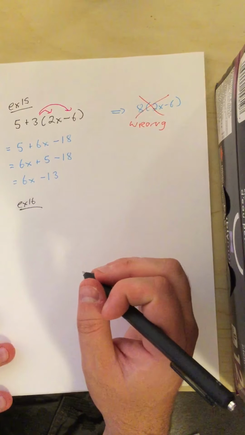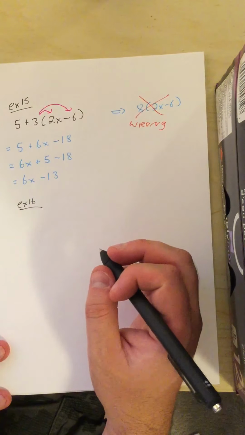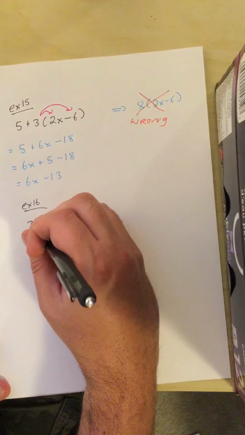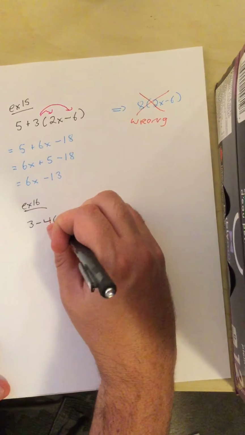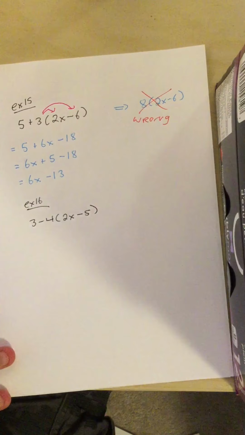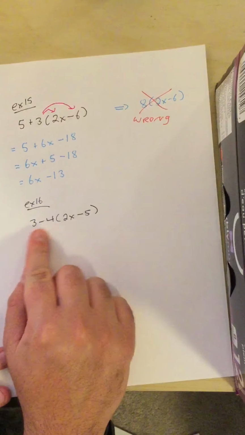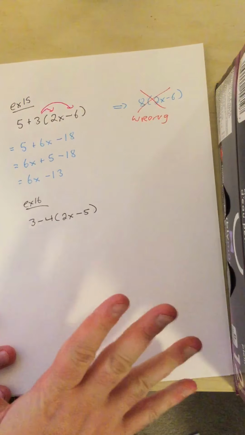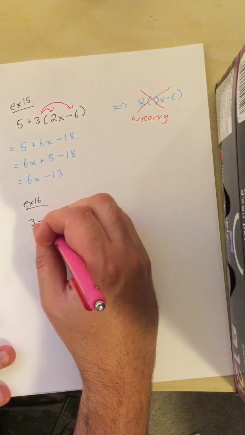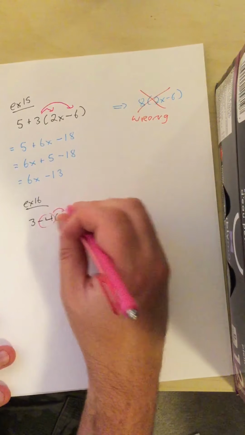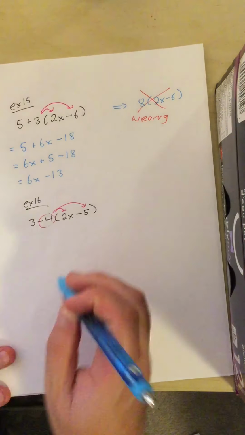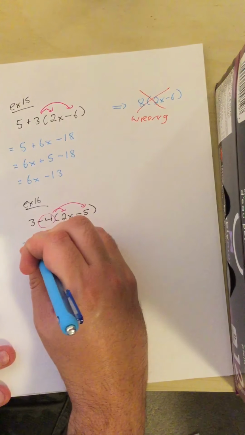So along the same vein of thought, but more complicated, we would have 3 minus 4 times 2x minus 5. So once again, might be tempted to do 3 minus 4 first, but we're not going to do that because of BEDMAS. So what we're going to actually do is we're going to multiply the entire minus 4 in. And if it makes a positive, we're going to write a positive, but in this case it doesn't though. So we have our 3.